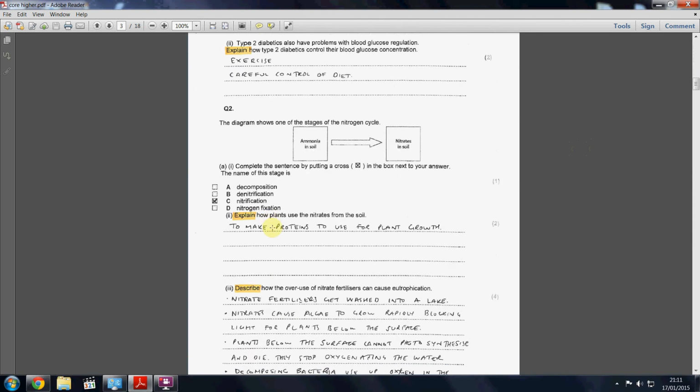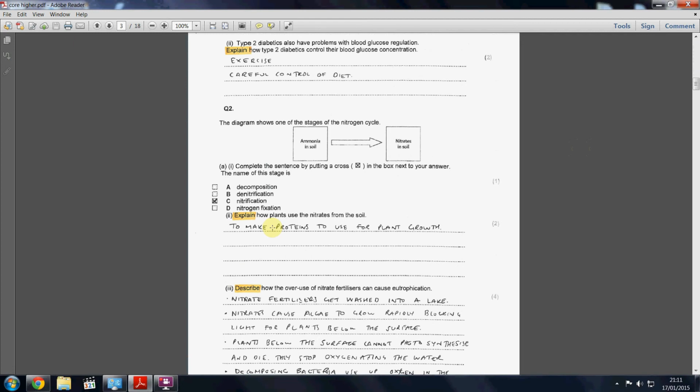Question 2 is about the nitrogen cycle. We've got ammonia in soil in a little block diagram here being shown moving towards becoming nitrates in soil, and again a multiple choice question. And the name of the stage where ammonia becomes nitrates is nitrification, so it is C.